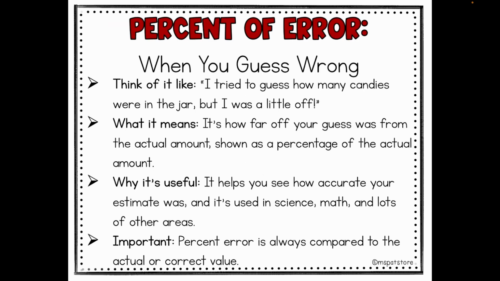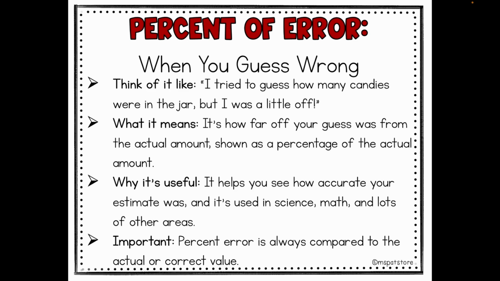Last but not least, the percent of error. That is basically when you guess wrong, but it's totally fine. So I would like you to think about it like, I tried to guess how many candies were in a jar, but it was a little off. Basically what it means is how far off your guess was from the actual amount, shown as a percentage of the actual amount.